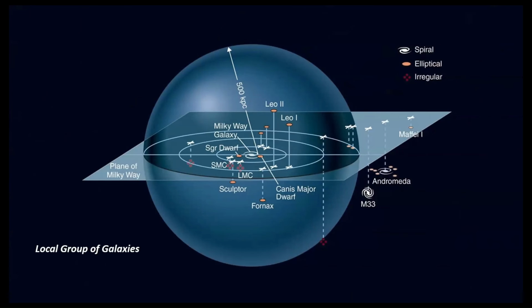Now, here's a poor galaxy cluster, and this is the local group of galaxies, the galaxy cluster the Milky Way is part of.